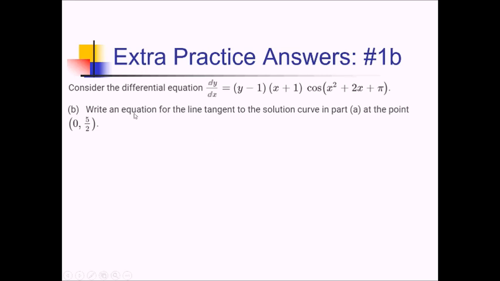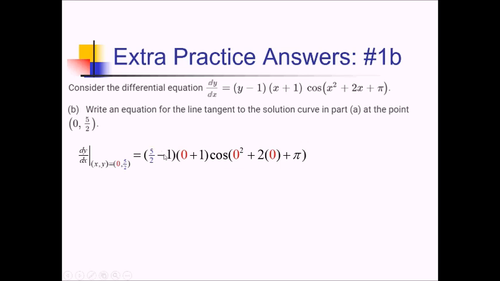So to get that, I'm going to have to plug this point, (0, 5/2), into my differential equation here. So I'm going to evaluate dy over dx at (0, 5/2). So I have the y value 5/2 minus 1, times the x value 0 plus 1, times the cosine of, and now I have 0 squared plus 2 times 0 plus pi, all of that stuff. So I guess I could leave it like this because this is technically considered a constant, but I just feel bad not simplifying it. Since it's not the real AP test, I'm going to go ahead and simplify it.